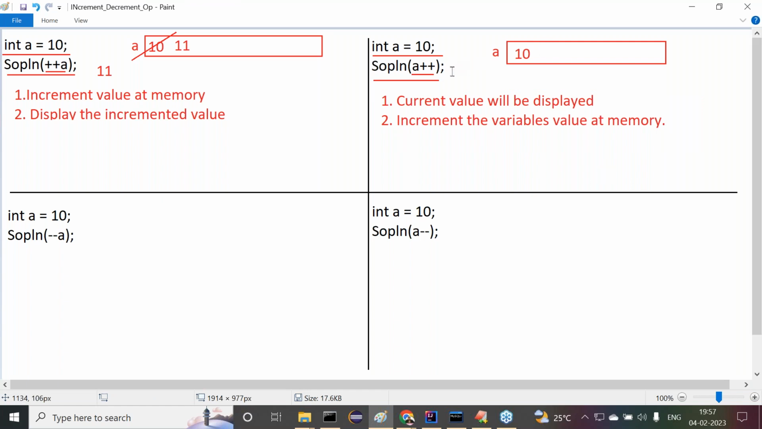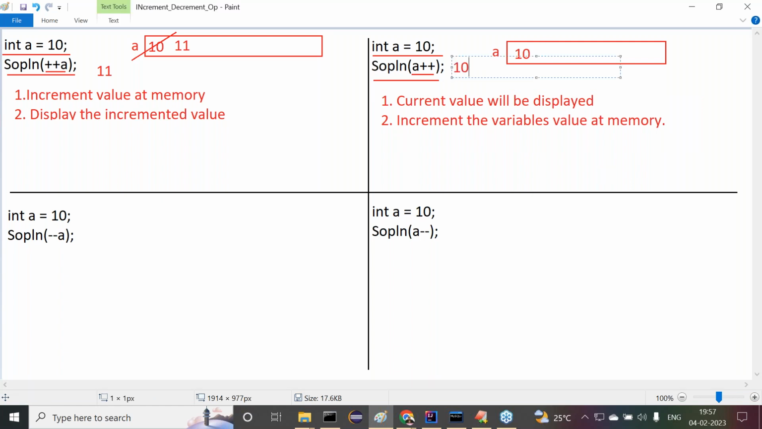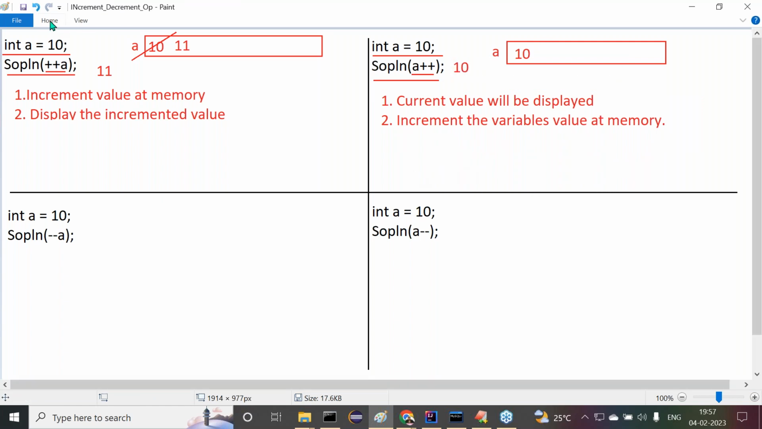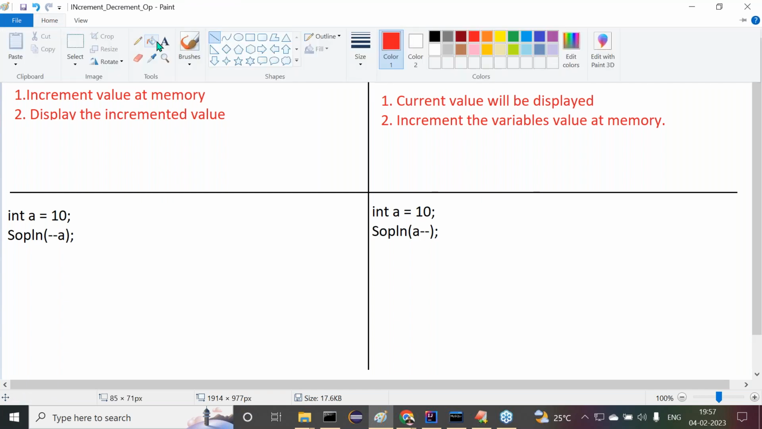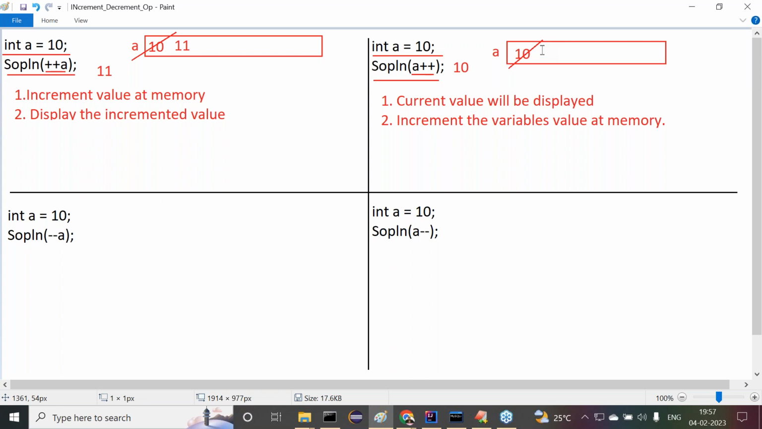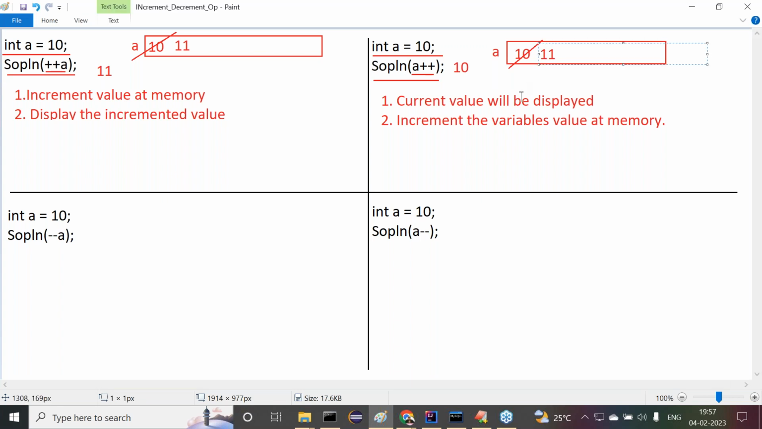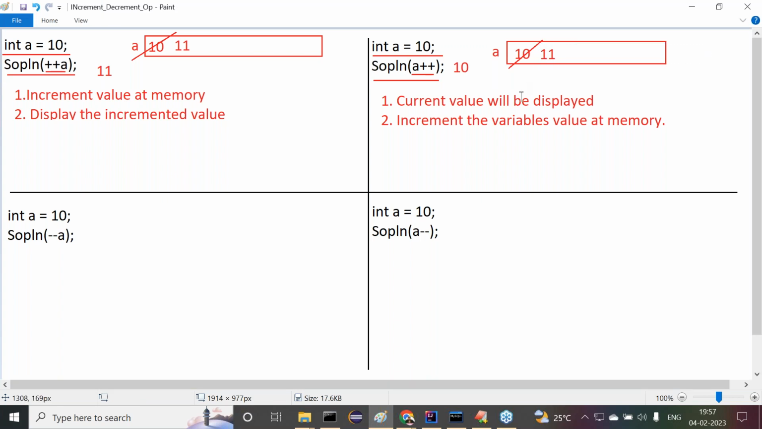Now see this one. What is the current A value here now? 10. 10 will participate in the expression, but at memory, the A value will be incremented by 1. Now what is the value we are getting? 11 is the value we are getting. Observe carefully. If I do the program, we can see that practically, programmatically. Is it clear or not?